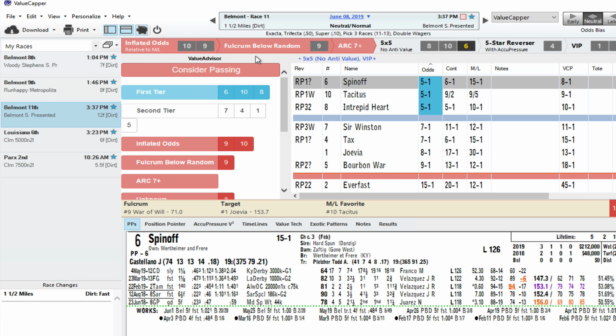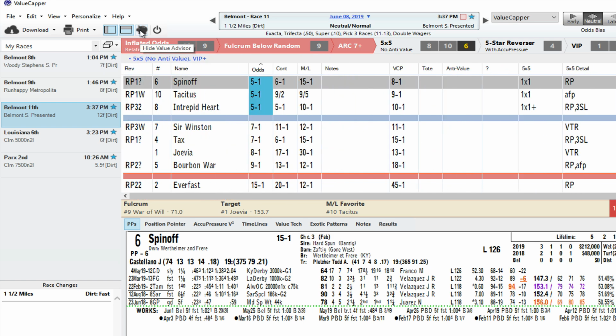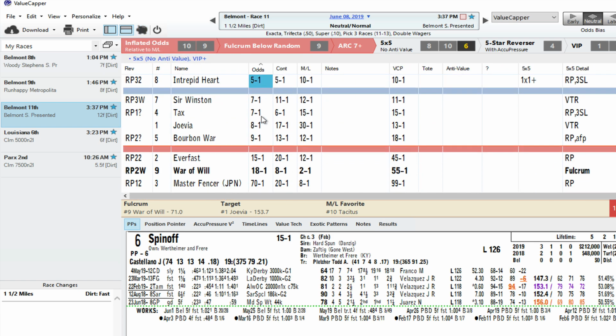There's a lot of stuff going on. There's an arc 7. That means there are 7 horses above random. Above random, there are only 9 horses in the race, colts, okay? 2 of them have inflated odds. In other words, we don't think as much about Tacitus and War of Will as the public does. And that concerns me. And War of Will is also the favorite, and it's below random. It's way down here on the line.